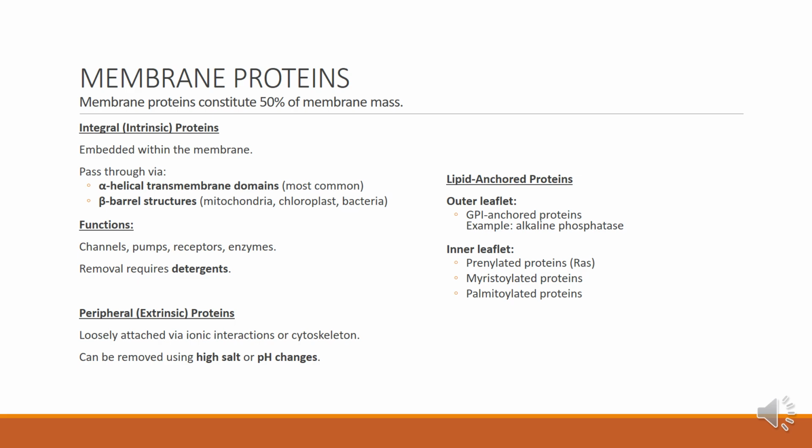Integral proteins span the membrane as alpha helix or beta barrels. They serve as channels, receptors, pumps and enzymes. They require detergent for removal from the lipid bilayer. Then comes peripheral protein. Peripheral means periphery, extrinsic means outwards. It is loosely attached via ionic interaction or cytoskeletal links, and it is removable by salt or pH changes from the lipid bilayer.